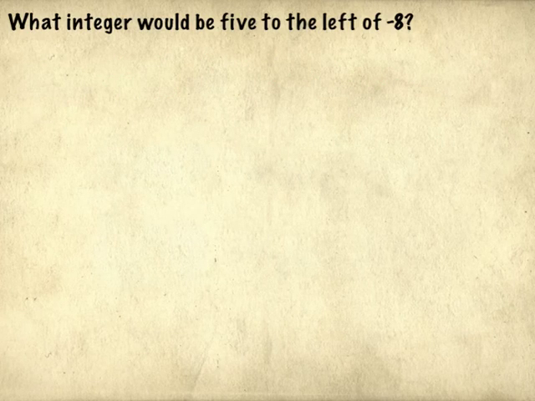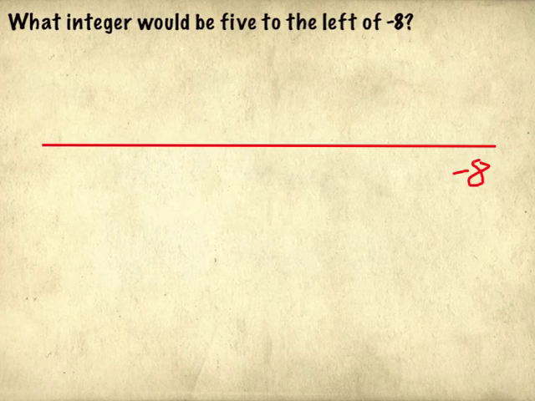So when I'm faced with a question like this, what integer would be 5 to the left of -8, I know I just need to make a number line. The question says to the left, so I'm not going to worry about what's on the right of -8. I'm going to worry about what's on the left. If I did look at what's to the right, I know it would be getting closer to 0. So this way I'm going to go further from 0.